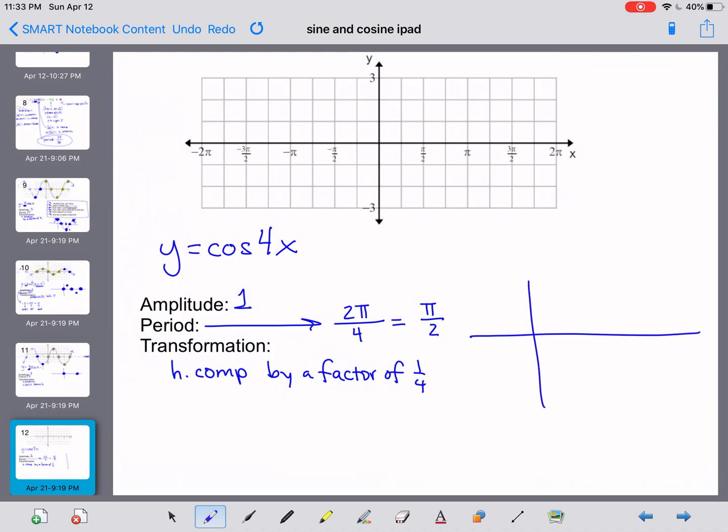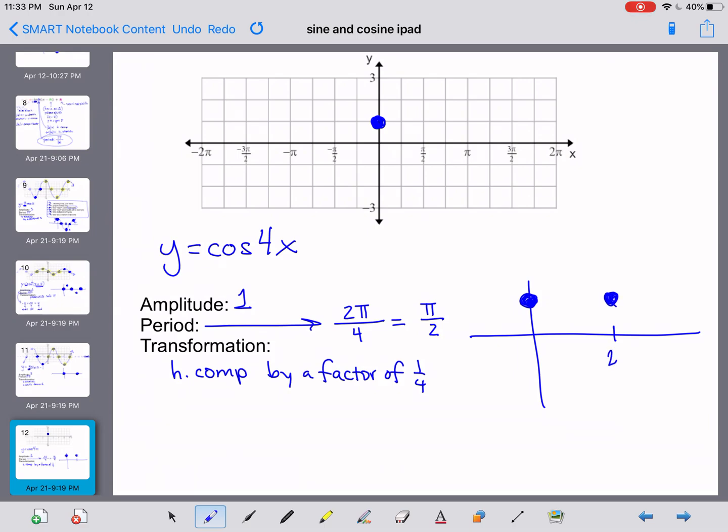Okay, what does cosine look like? Let's go to the graph. Cosine starts up, right? Cosine starts up. There's no phase shift here, so we're going to start at 0. I don't need a new middle line because there's no vertical shift. So I'm going to go up to the amplitude number, which is 1. Okay, what does cosine do? Where does it end? It ends up.